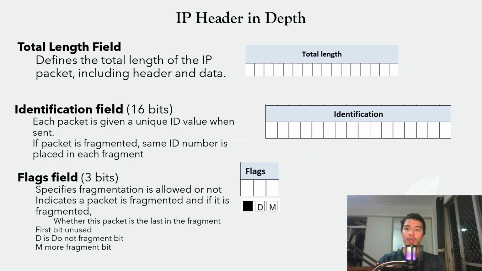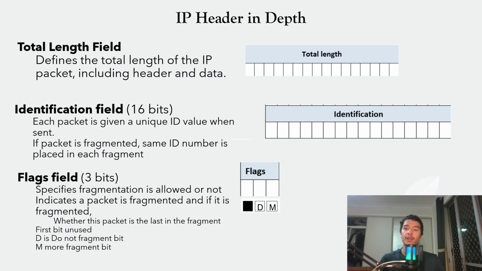You've got the total length field, which is the total length of the IP packet, including header and data. So that's everything that's included in the header and the data, the IP header and everything combined. So it's obviously going to be a lot bigger than just the header value.